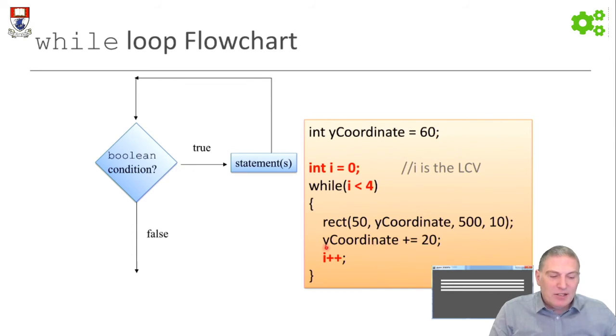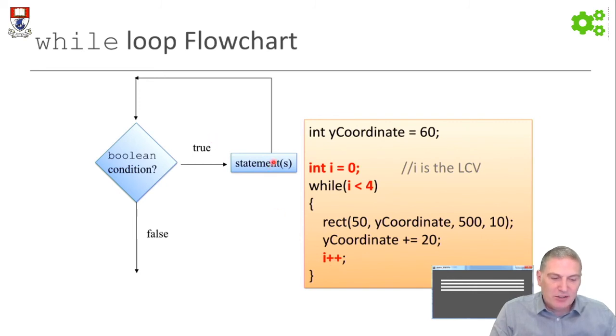What we do at that stage is we change the value of the y coordinate and we add 20 to it. So that gives us the y coordinate of the next rectangle that we want to draw. Then we increment I. In other words, I gets the value of I plus 1. So I is 0 plus 1. It's now 1.